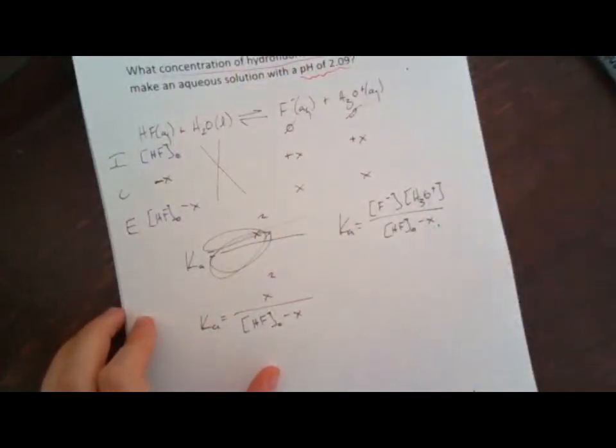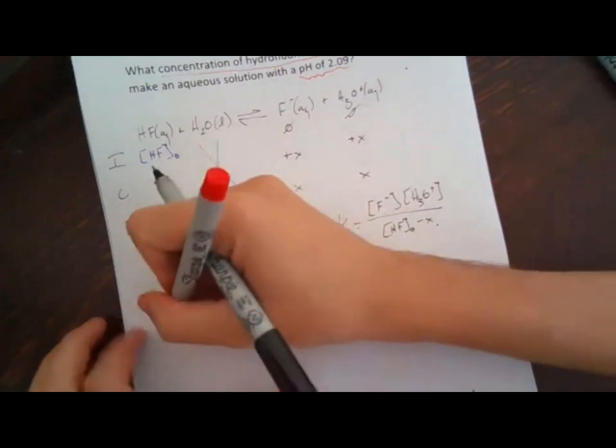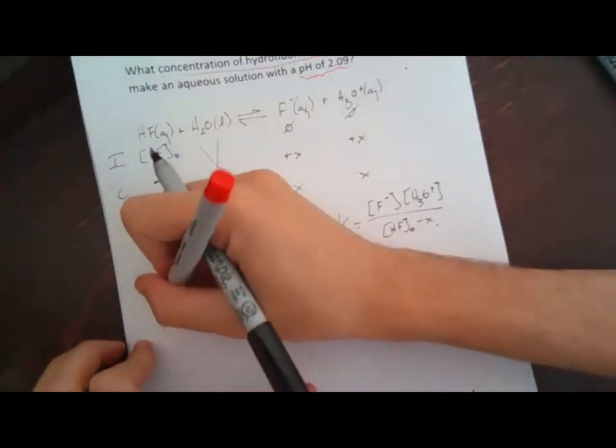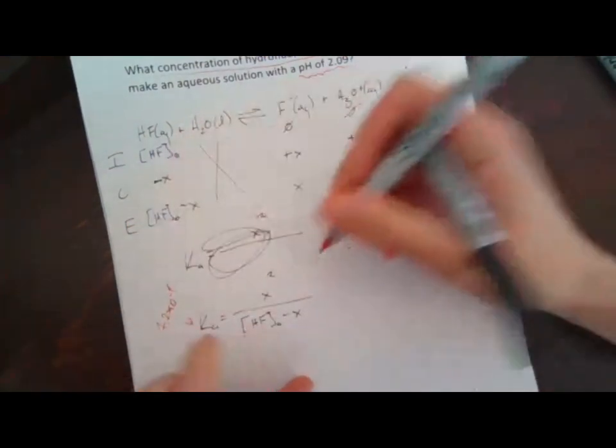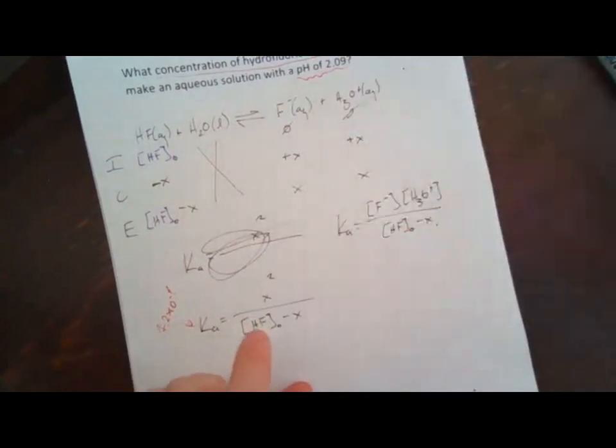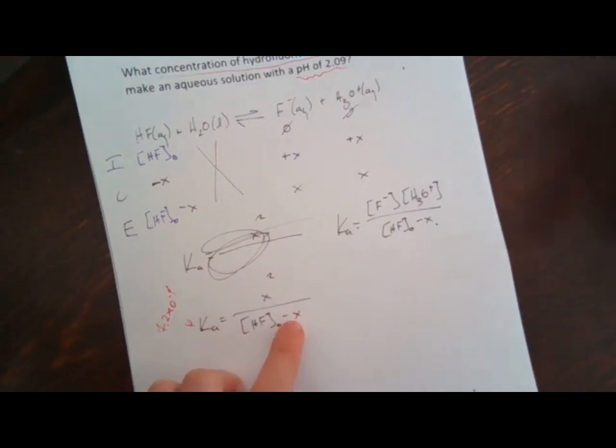And so the thing is, I figured out that Ka, I know Ka because it's HF. So this is 7.2 times 10 to the negative 4. So I have a value for that variable. I want the initial concentration of my hydrofluoric acid. So the question is, do I know X?